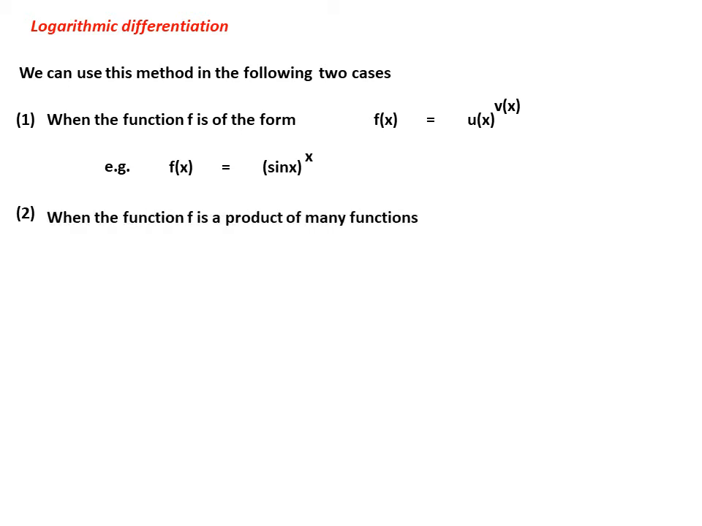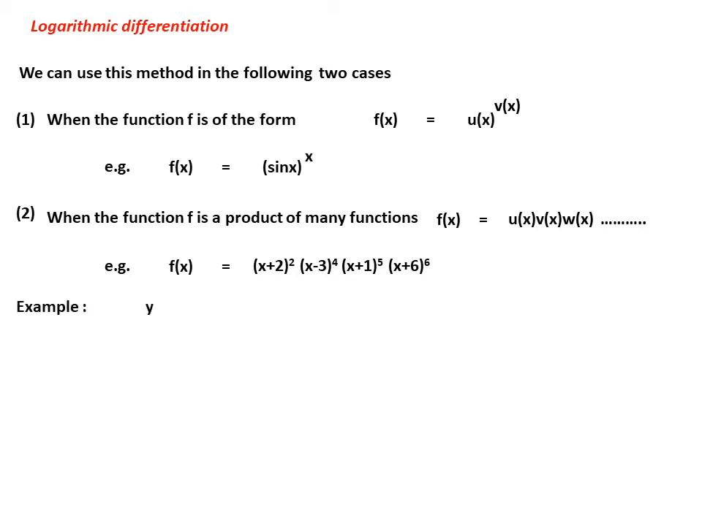The second case is when the function f is a product of many functions. For example, f of x equal to u of x into v of x into w of x, etc. Large product. Definitely you can do this by product rule, but it is very lengthy. But if you use the logarithmic technique of differentiation, it becomes very simple. So these are the two cases. For example, you can take f of x equal to x plus 2 whole squared, then x minus 3 to the power 4, x plus 1 to the power 5, x plus 6 to the power 6, etc.